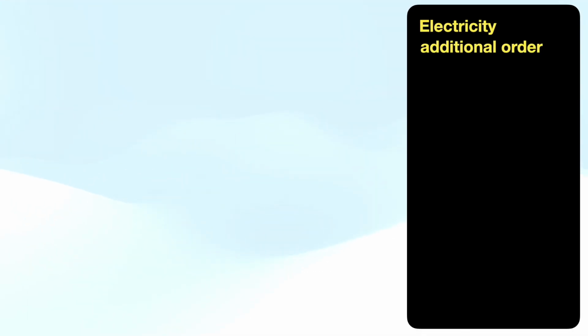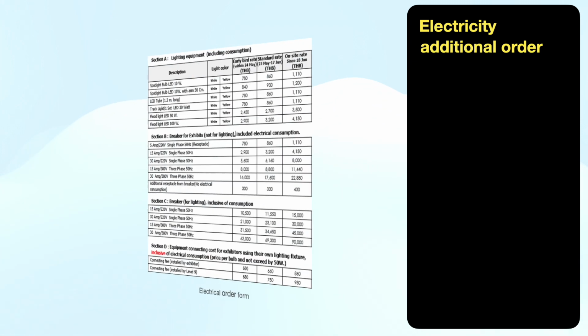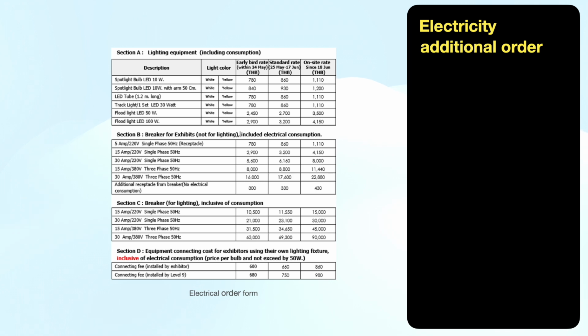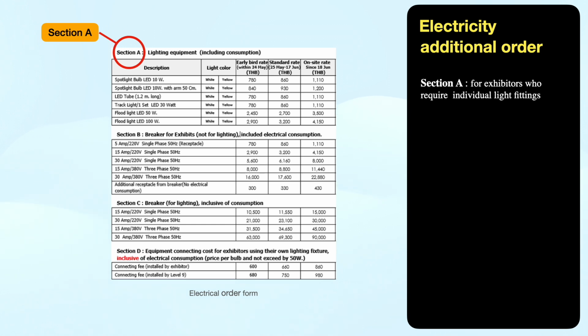For customers who have reserved the standard shell scheme or reserved an empty area, if you need to order additional electrical equipment, you can do so by filling out the electrical system order form. The service is divided into 4 categories. Section A is for lighting equipment. The price includes equipment rental, installation labor costs, and electricity consumption charge already.